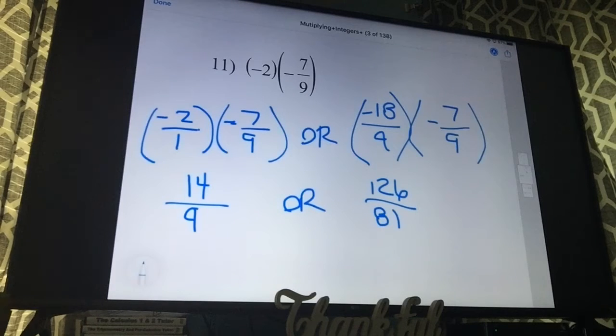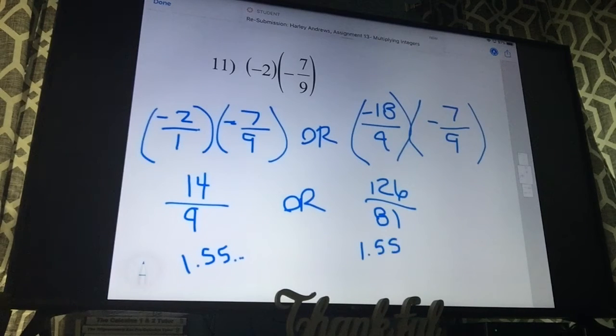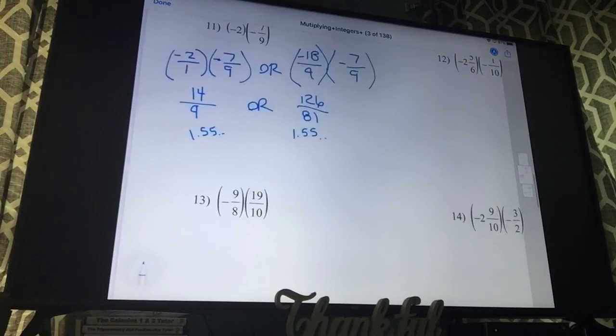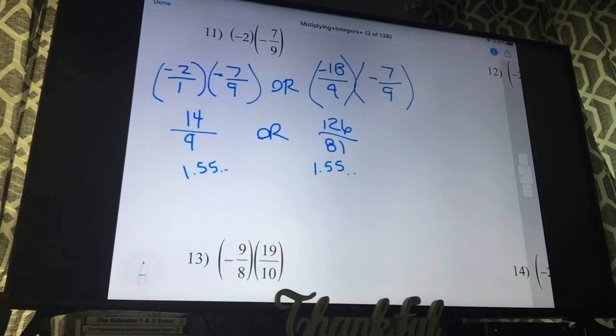Okay, and how you could tell if they're equal, you could say 14 divided by 9, and on my calculator I got 1.55. 126 divided by 81, I also got 1.55. So these are equivalent fractions, however, they're just on a different scale, okay? So it doesn't matter if you want to convert it or you just want to multiply them by 2 over 1, that's totally legit, okay? They're both the same thing.